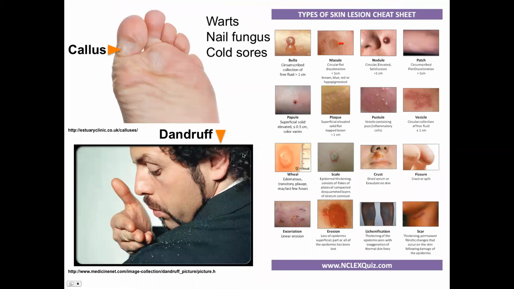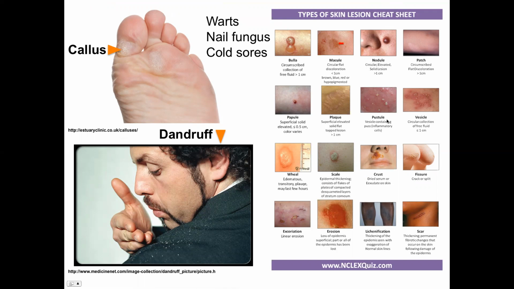Then we have these other things. I absolutely do not expect you to learn all of these types of skin lesion cheat sheet. I'm not expecting you to learn this. This is here for your reference, so you can see all of these different terms. And who knows, if you're getting into healthcare, if you end up working for a dermatologist, then you're gonna have to know all these things, right?